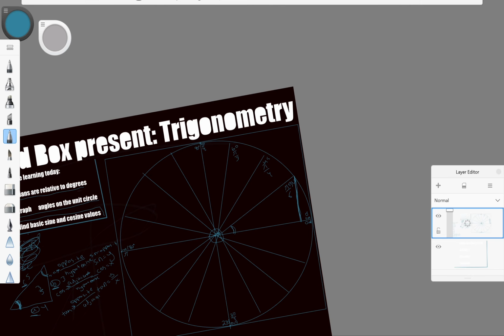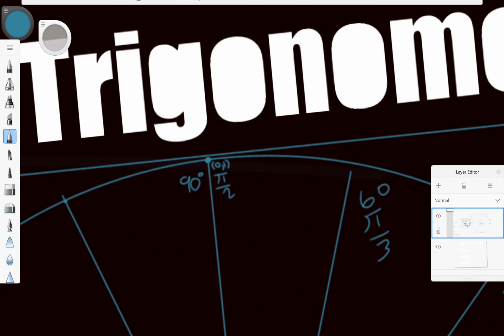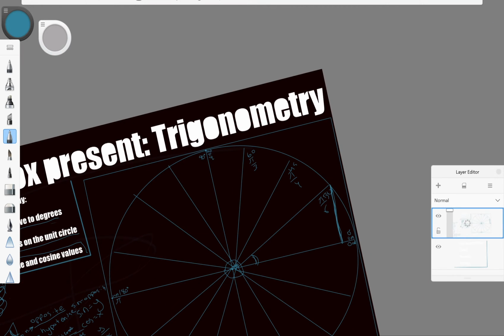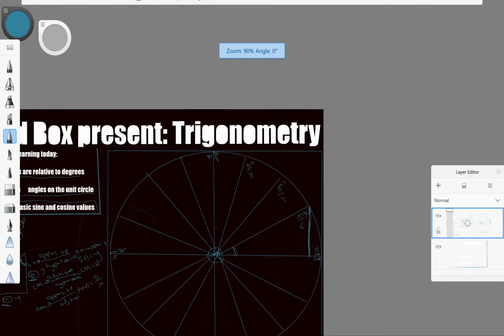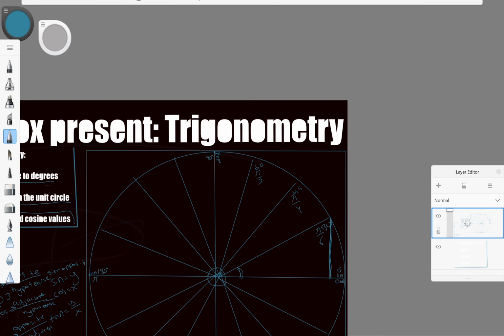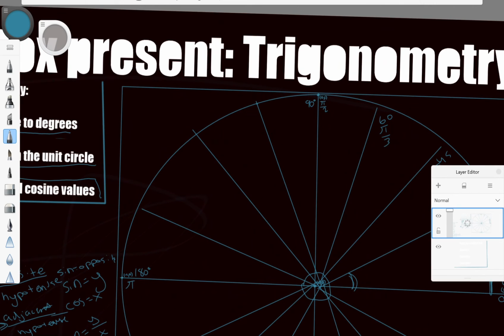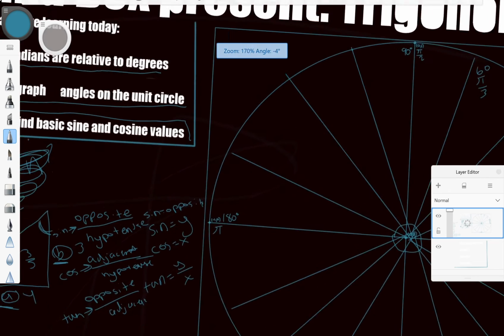What about at pi over 2? Well, we're going straight up. That means our radius, our height, is going to be 1. Our y value is 1, and we're staying on the y axis, and so we're at 0, 1. So this is sine equals 1, cosine equals 0 at pi over 2.